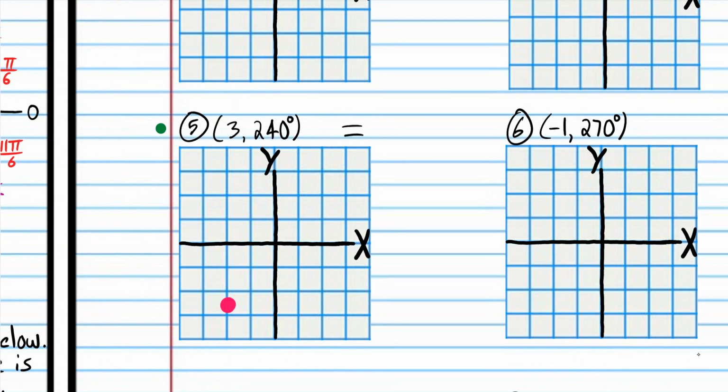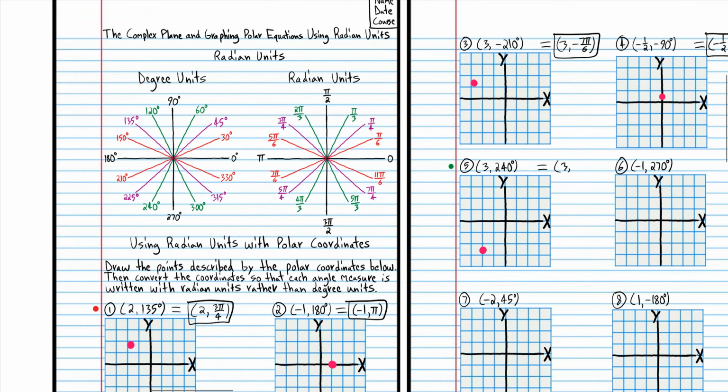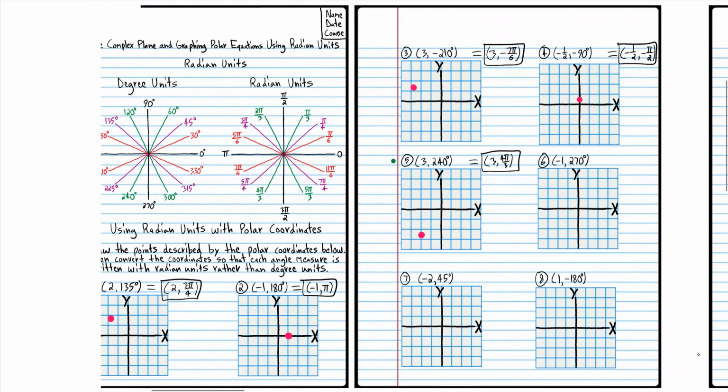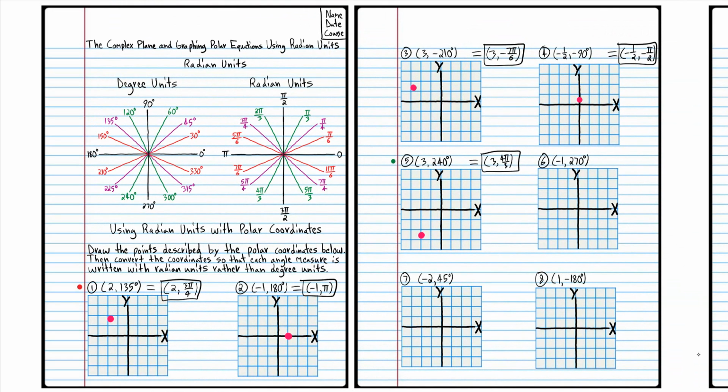And so 240 degrees in radian units would be 4 pi over 3. So 4 pi over 3. If you got that right, excellent. Go ahead and try number 6. When you come back, we'll do it together.